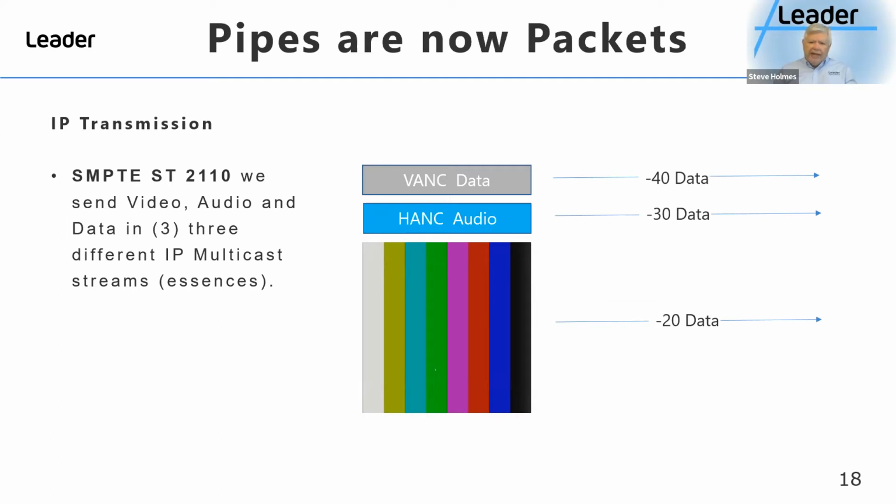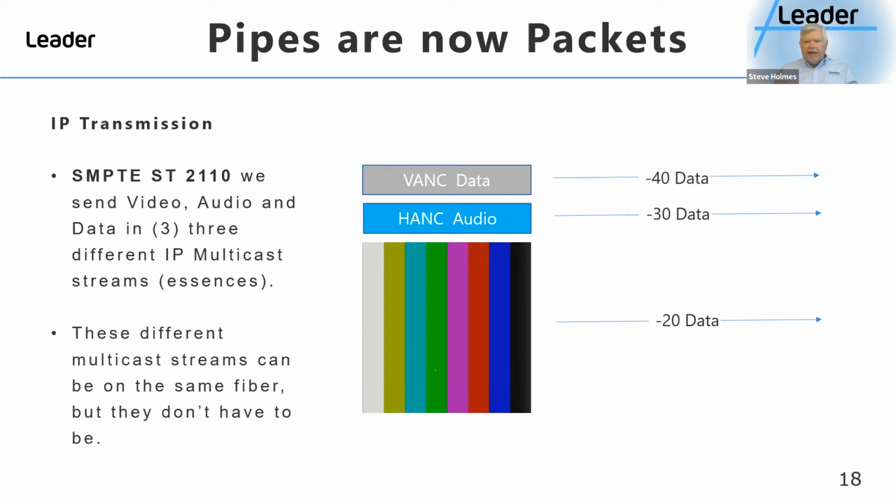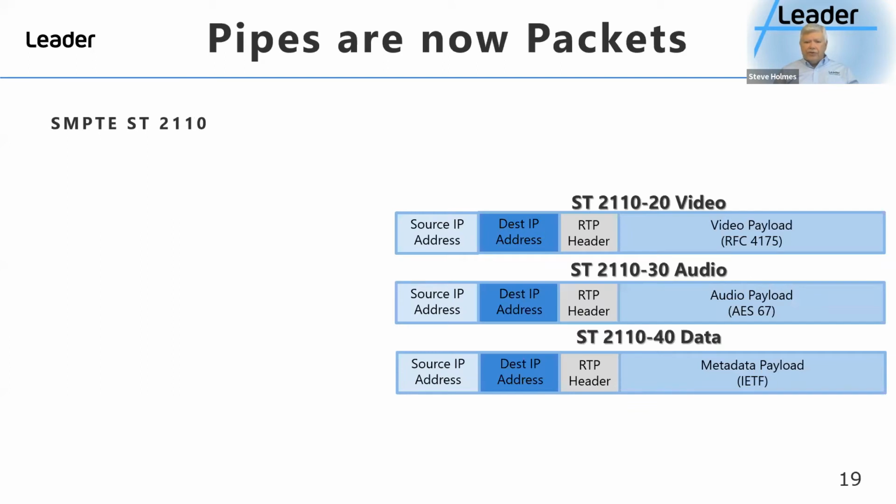So in 2110, we break everything up. We send the active portion of the video as one RTP multicast flow, which we typically call our -20 flow. The horizontal information with the audio extracted out of that is sent as a -30 flow. The vertical interval data is then sent as a -40 flow. These three flows are typically on the same fiber, but they don't necessarily have to be. They are three distinct multicasts as we go through our system.